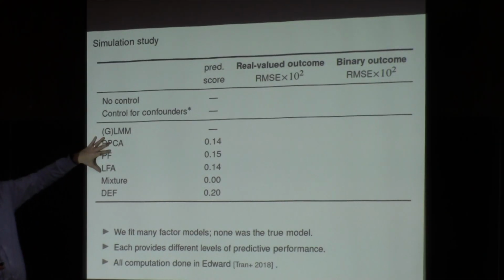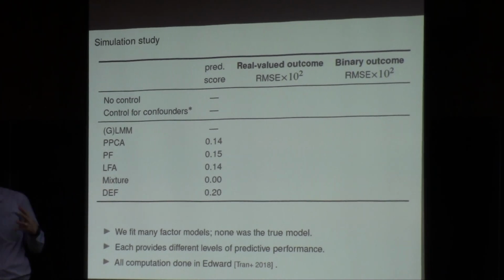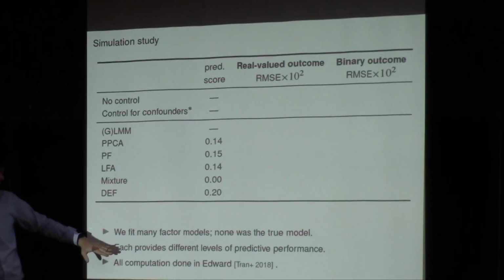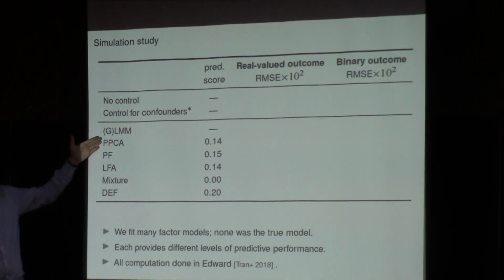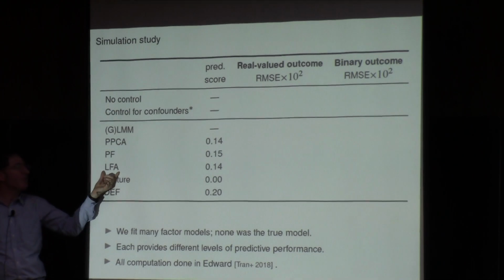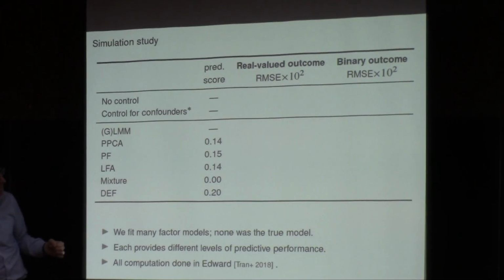First, we're going to fit many, many factor models. And notice that none of them is the true model. Right? We're just trying to model the distribution of A, P of A. Each one provides a different level of predictive performance. Okay, so here's probabilistic PCA, Poisson factorization. This is John Storey's model, logistic factor analysis. Here's a mixture model, and here's the deep exponential family.